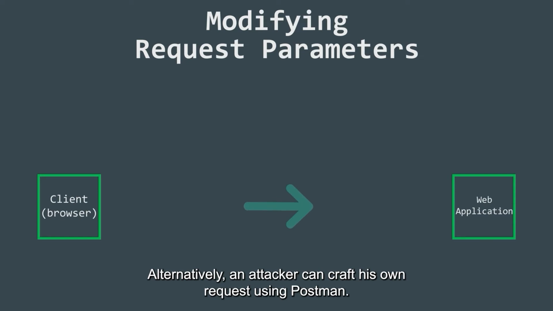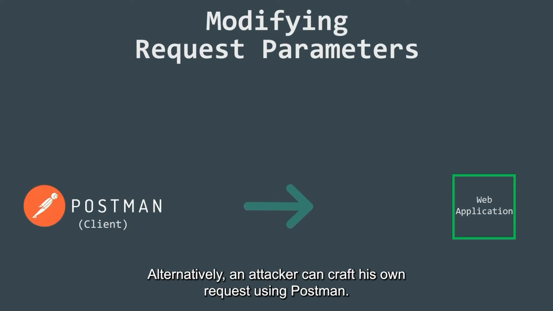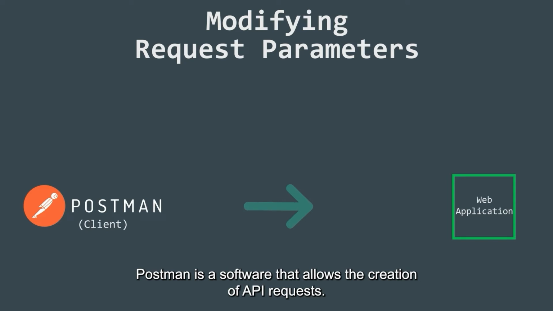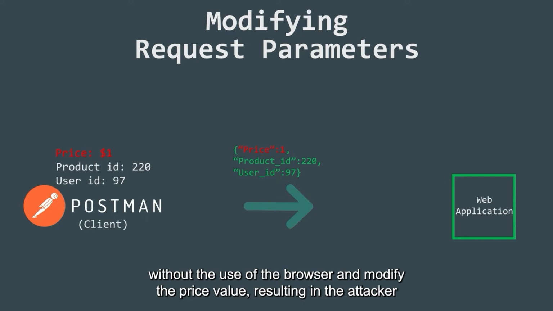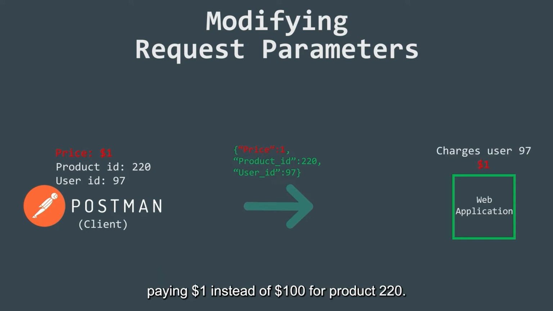Alternatively, an attacker can craft his own request using Postman. Postman is a software that allows the creation of API requests. Using Postman, the attacker can create and send an API request to the web application without the use of the browser and modify the price value, resulting in the attacker paying $1 instead of $100 for product 220.